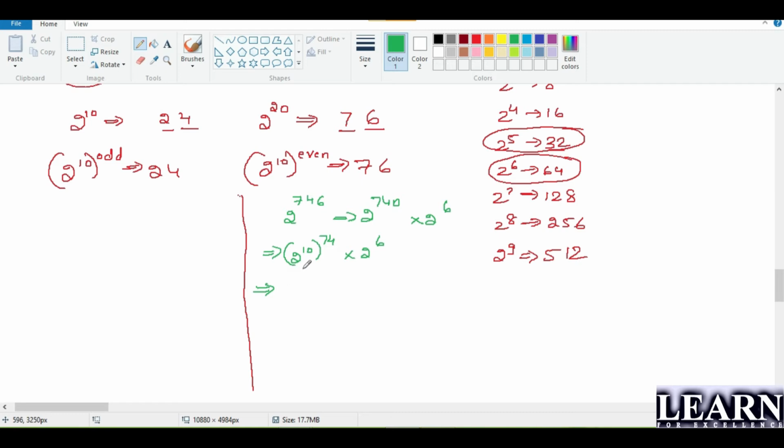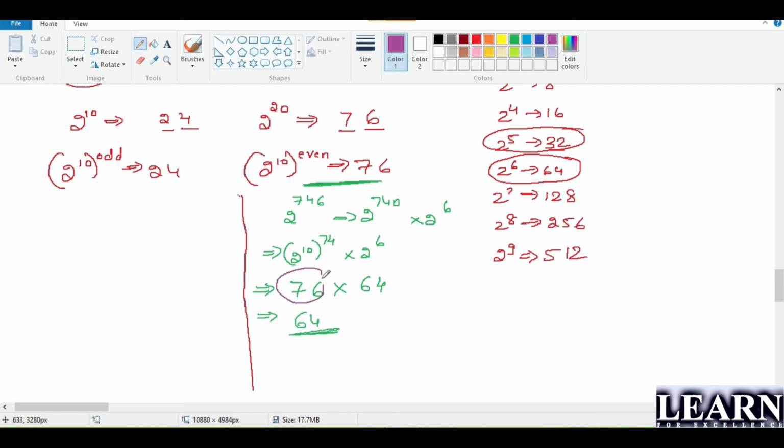Okay. What is 2 to the power 10 to the power even number? Can I tell it is 76? Because we already know 2 to the power 10 to the power even number ends with 76. So 76 into 2 power 6. What is 2 power 6? That is nothing but 64. So I have to write what is 76 into 64. What is it, guys? Yes, the answer is 64.